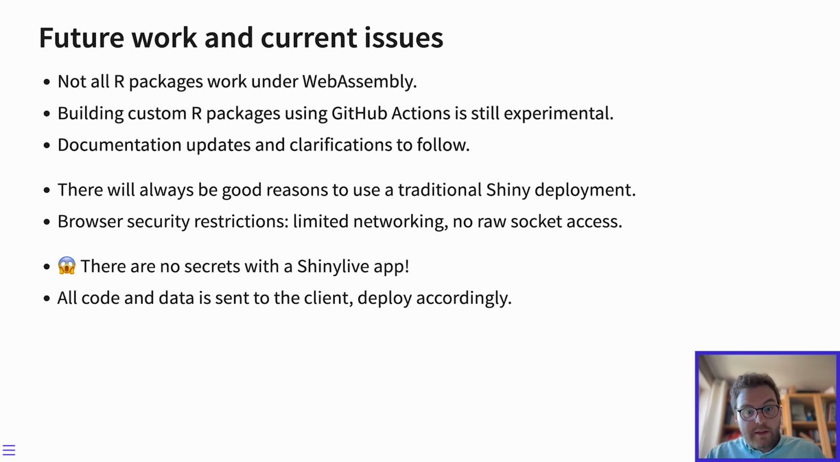And the biggest thing to bear in mind when you're building a Shinylive app is that there are no secrets. Anytime you write some R code or you have some kind of data in your Shinylive app, that is available to the client. Even if on a normal Shiny deployment, that data would not be sent to the client. With a Shinylive deployment, everything is sent to the client. So no secrets or tokens should be in your source code when you write a Shinylive app. That's really, really important.